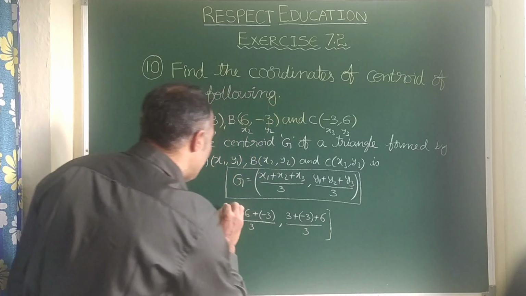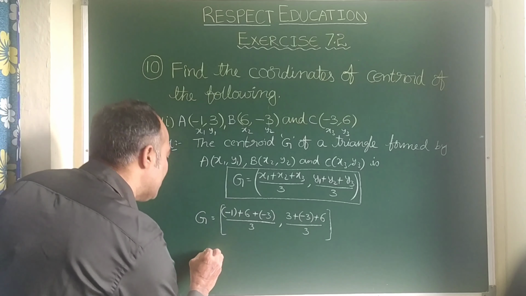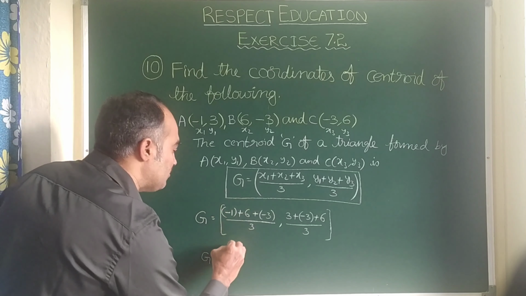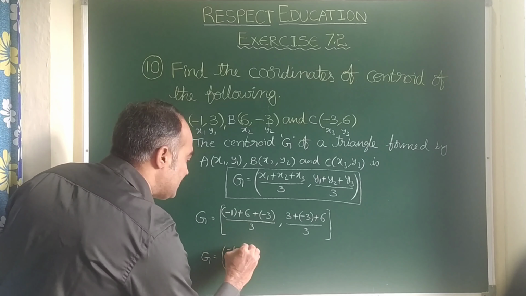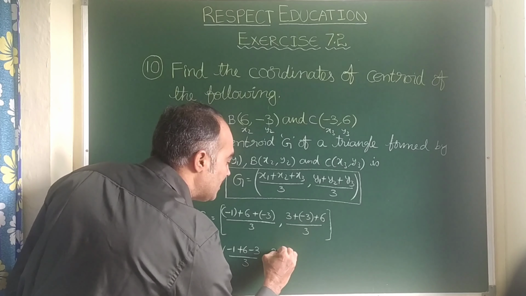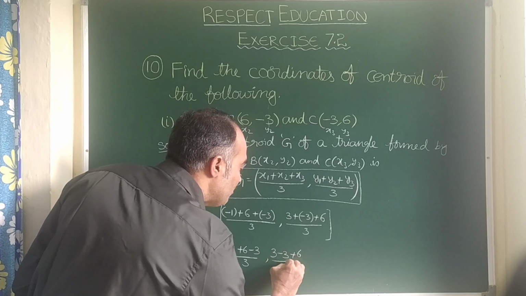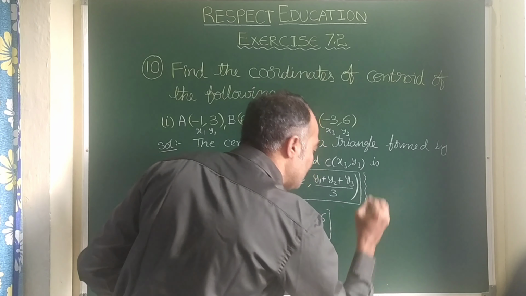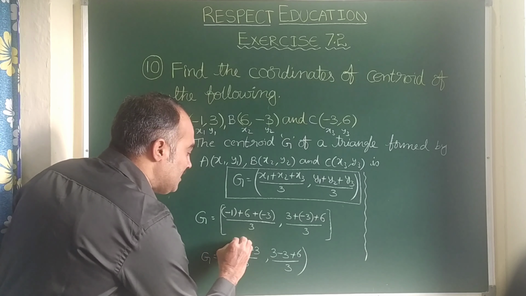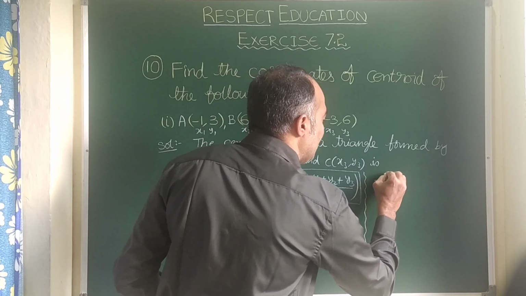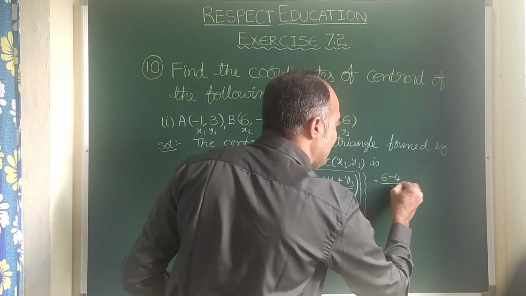Now here on simplification we get the value of G as, let us remove the inner bracket, so it is minus 1 plus 6, plus into minus is minus 3 by 3, comma, let us write this 3 as it is, plus into minus is minus 3 plus 6 by 3. Let us simplify here. Minus 1 minus 3 is minus 4. So we can add 6 minus 4. So here first one is 6 minus 4 by 3, comma.